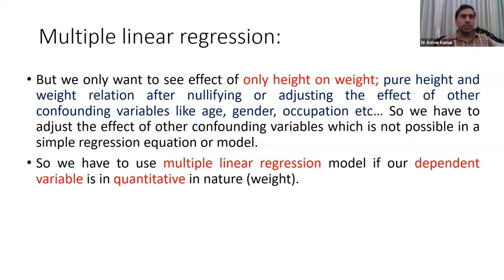Okay, and you want to see the effect of age on systolic BP, but you want to nullify or adjust the effect of other things, for example gender, occupation, and something else, socioeconomic status, medication history, disease history. If you want to control those confounding variables and you want to see purely the effect of age on systolic BP, then you have to go for multiple linear regression.